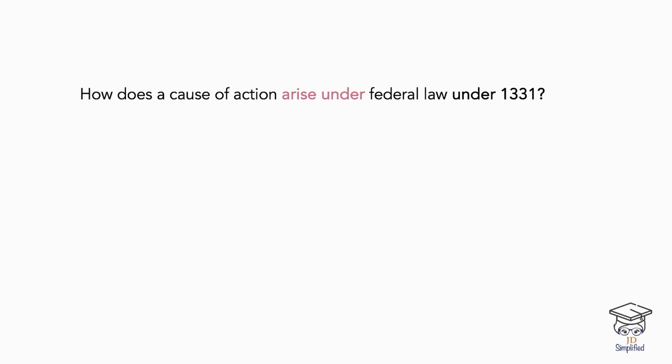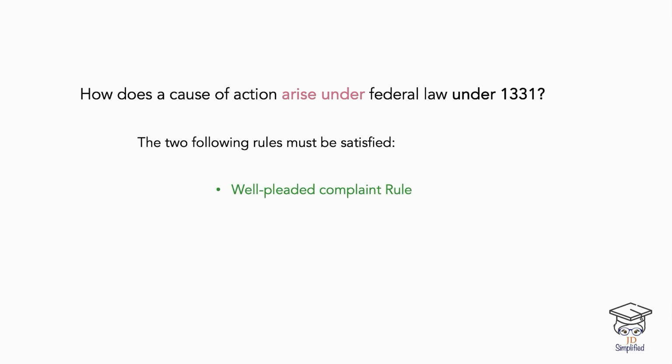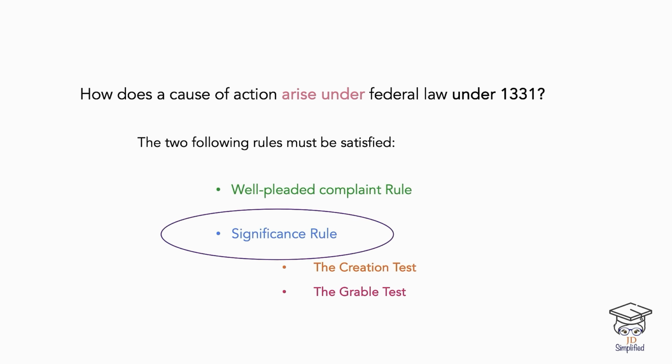Moving on. Just a reminder of where we are in the analysis, we're discussing what arising under means under 1331, original jurisdiction of the federal district courts. And the following rules must be satisfied. First, the well-pleaded complaint rule and the significance rule. We're talking about the significance rule now.